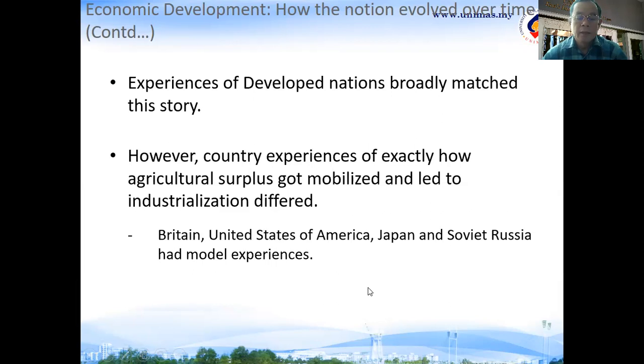Okay, so however, country experiences differ in exactly how agriculture surplus got mobilized and led to industrialization. There are some differences, in other words, they differ. It's not quite the same from country to country, but the process itself is very much the same. So Britain, for example, went through a process of industrialization. United States as well, Japan, Soviet Russia also had their own model experiences, right? But as I said, the process of mobilizing labor from the agriculture sector was happening everywhere among those developed countries.